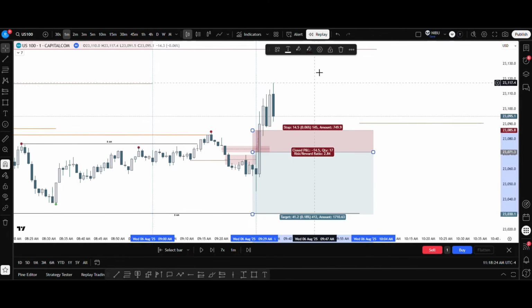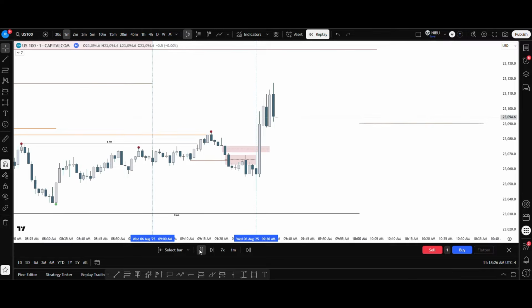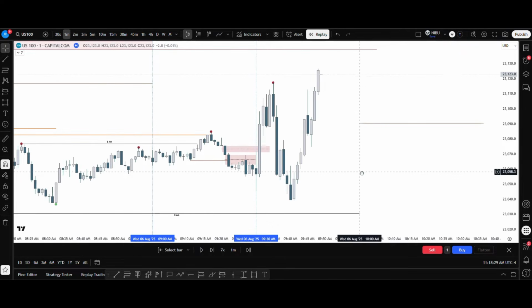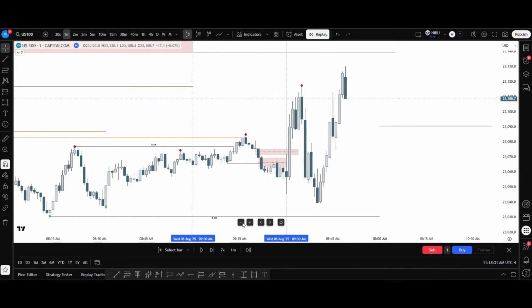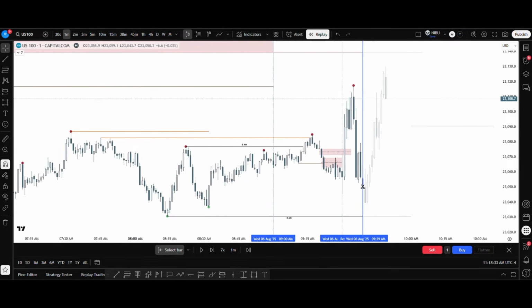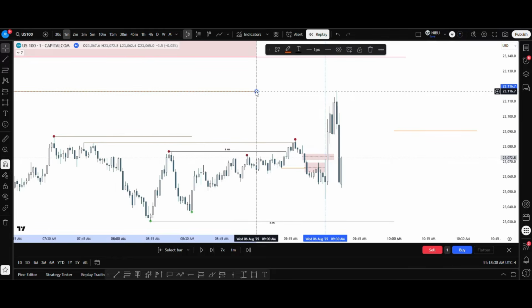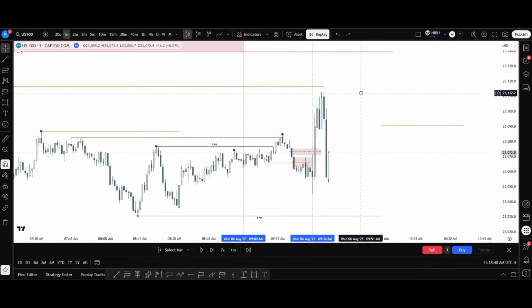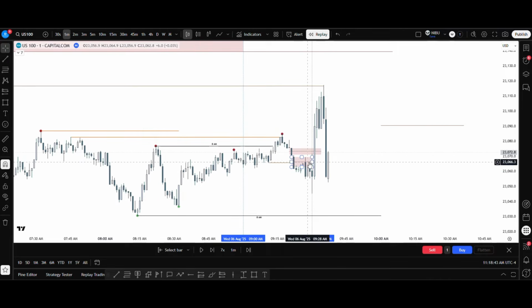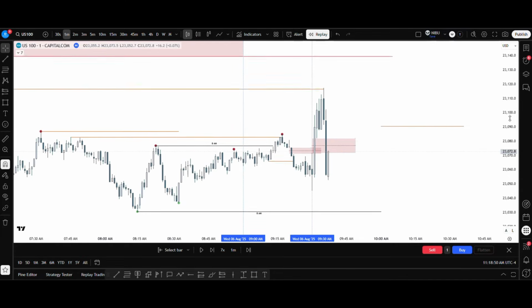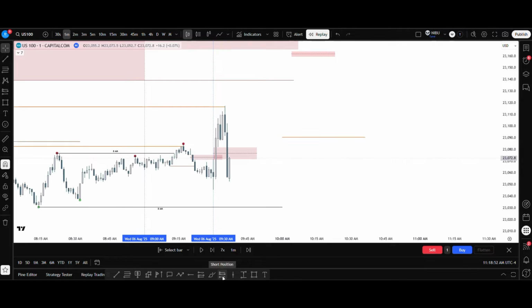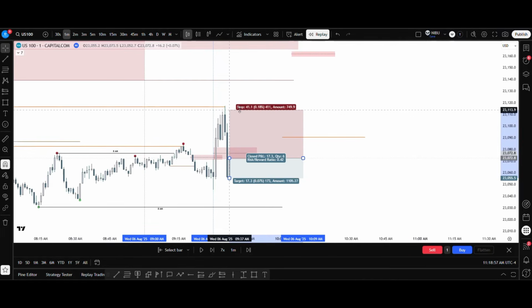Then I just waited for another confirmation. You can see price took the London high. This was London high. Price took London high, and again got an inversion here. And I just shorted from here and stop loss above.